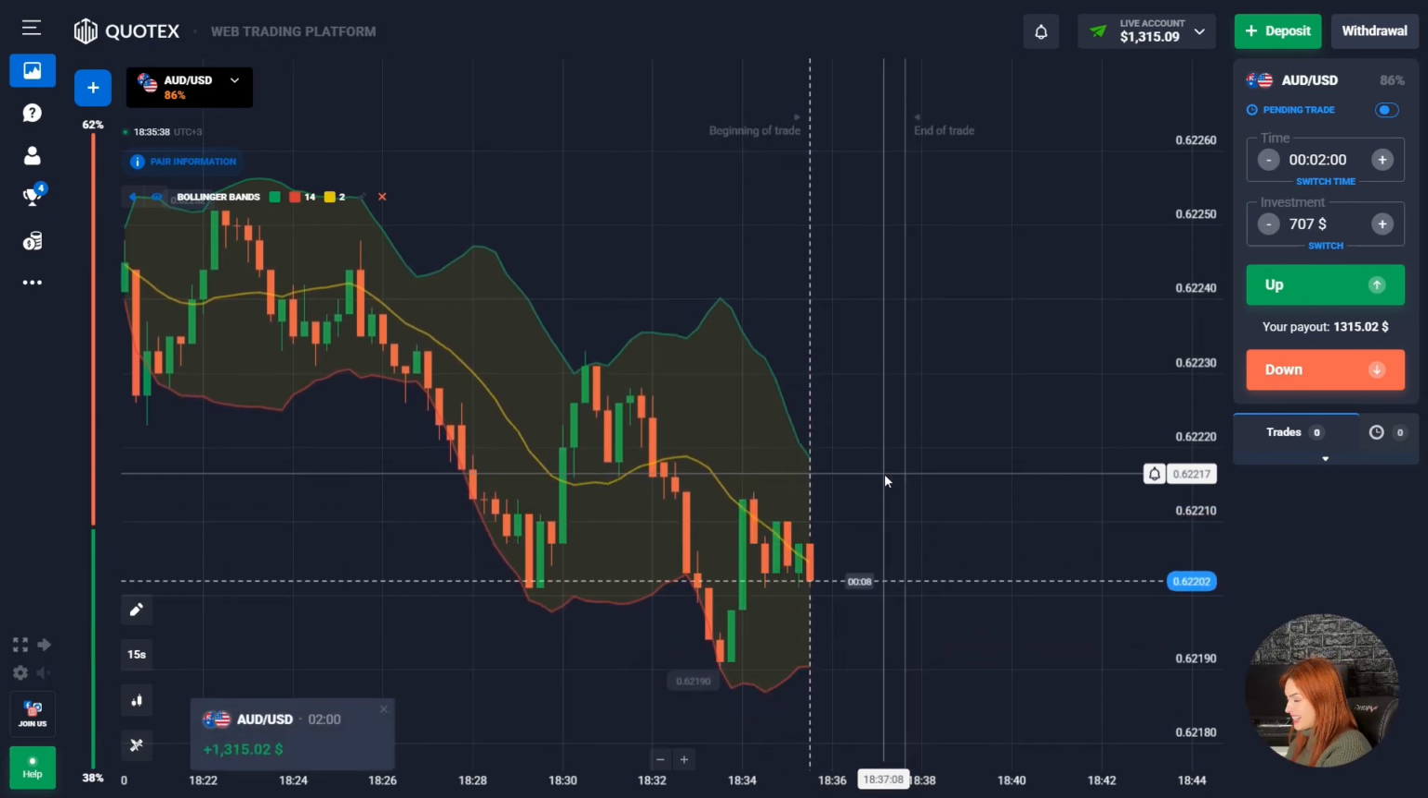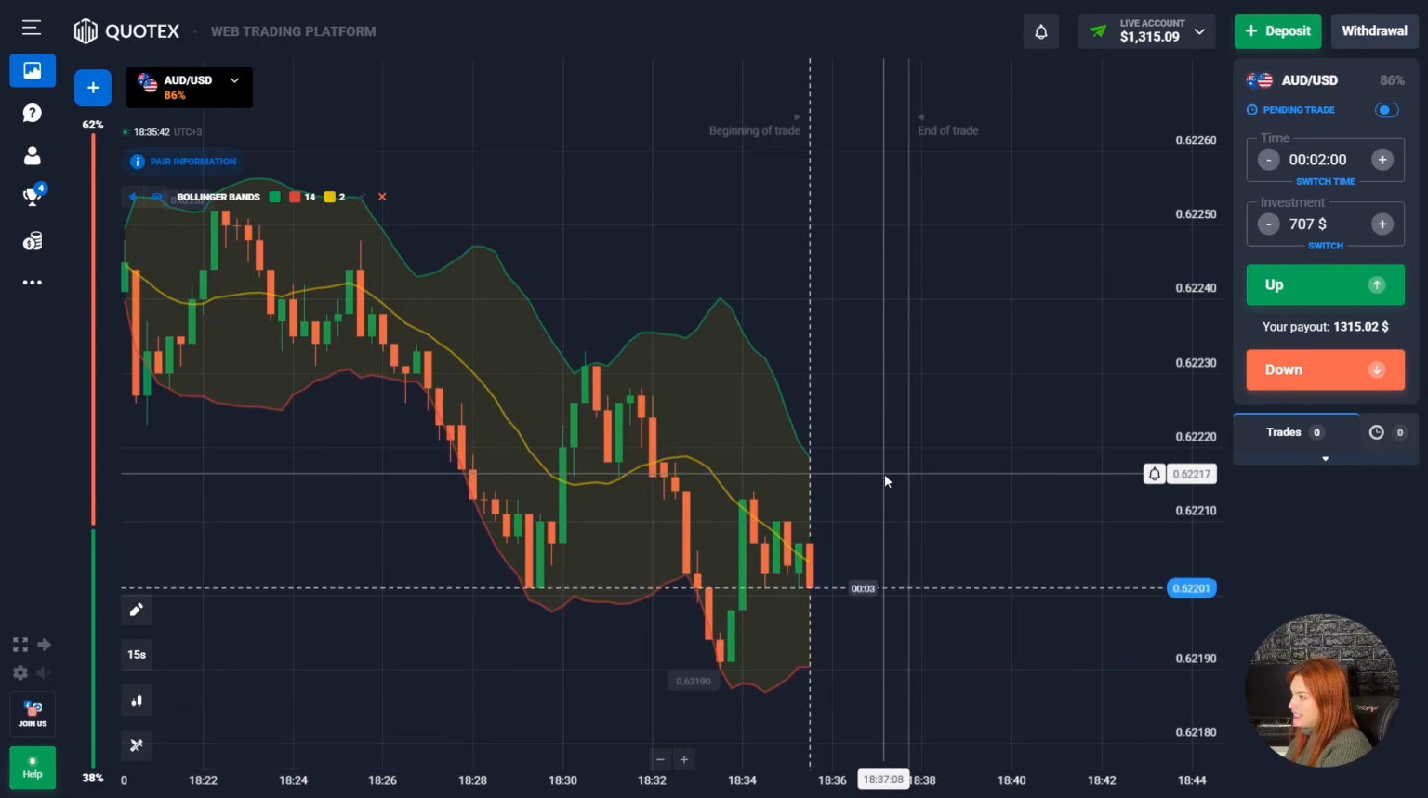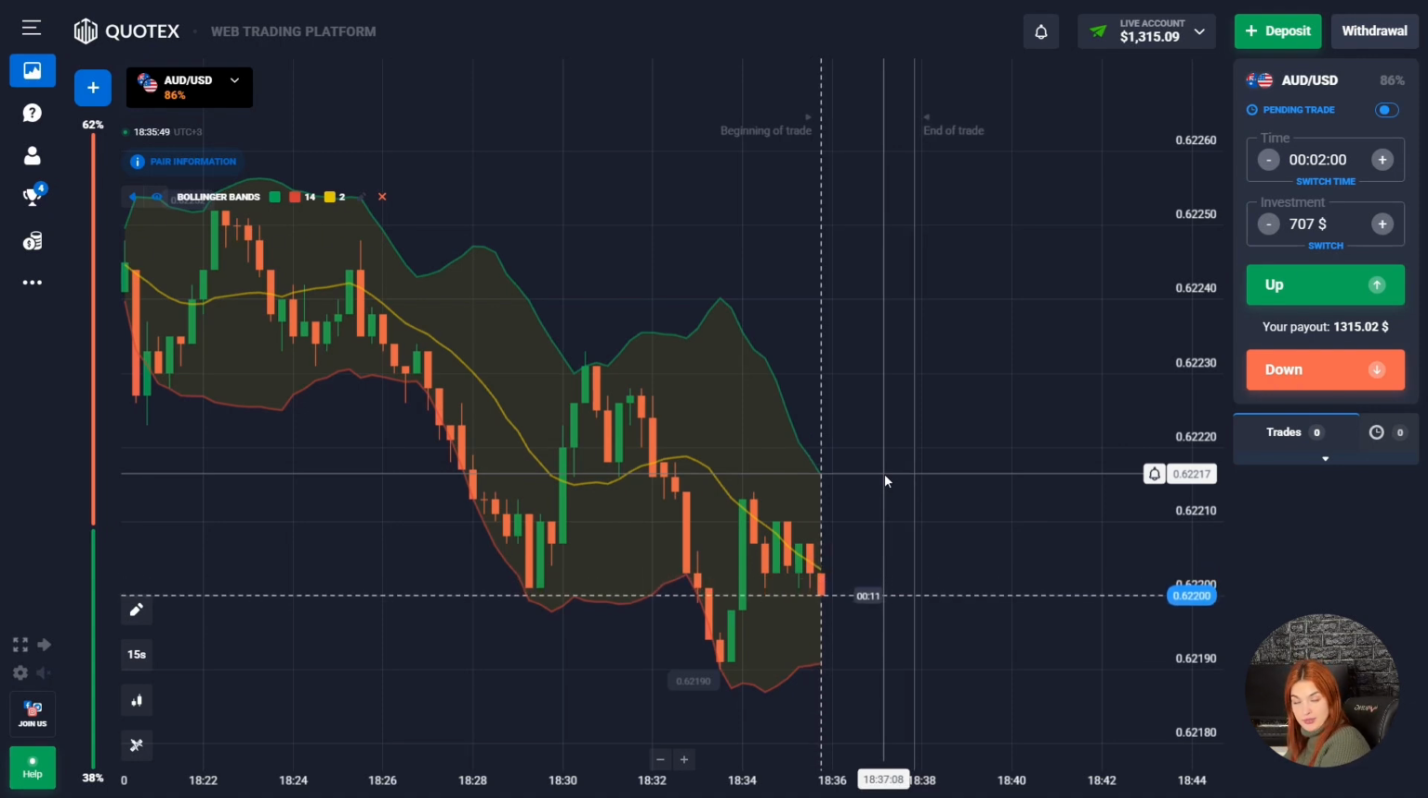So, great! As you can see, the price is moving according to our scenario, and the momentum is moving up from the lower limit of the indicator. Thus, this transaction brought us a steady profit, guys.